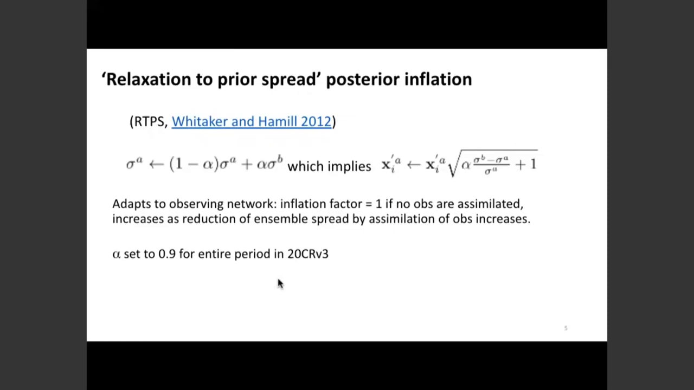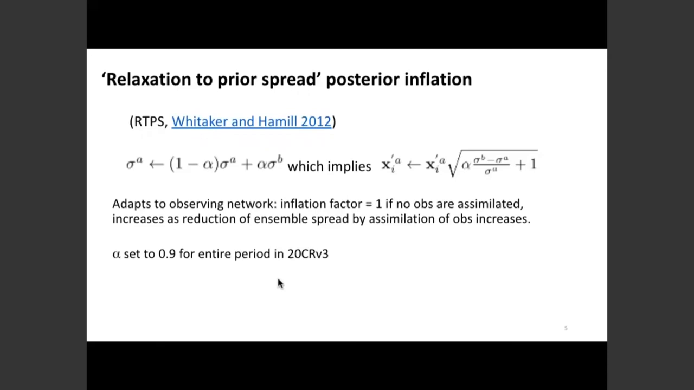So we decided to try a much simpler method, which we called relaxation to prior spread. It still has a single parameter, but that parameter basically relaxes the analysis spread back to the spread of the prior. So that's the parameter alpha in that equation on the left. If alpha is 1, then the posterior spread, the analysis spread, is exactly the same as the prior spread, or the first guess spread. And if that parameter is 0, then you're not doing anything.